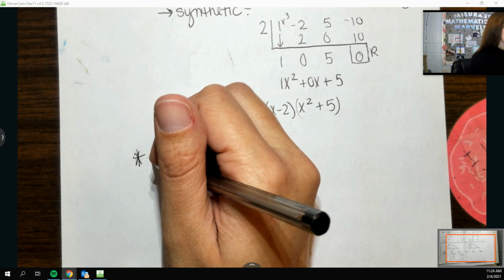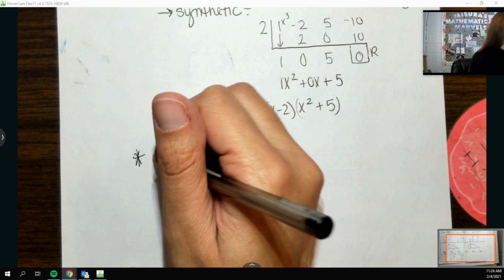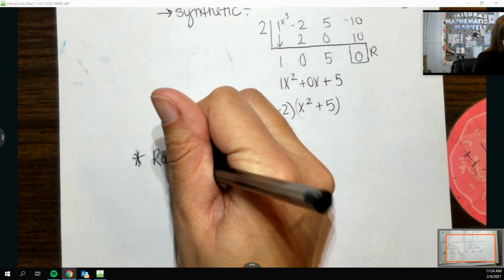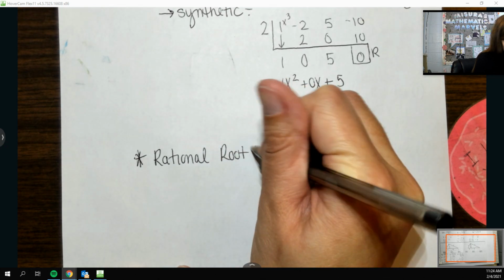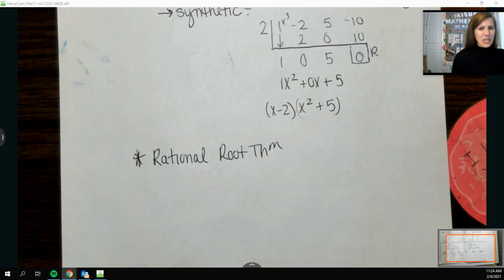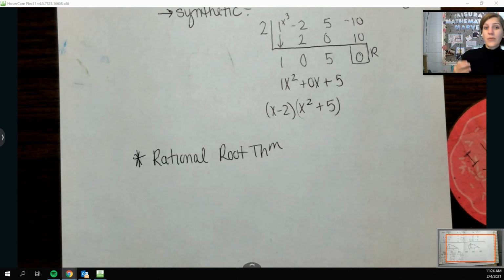The rational root theorem. It took me a second. Rational root theorem. It's not important to know the name. What is important is to understand what it does for you.